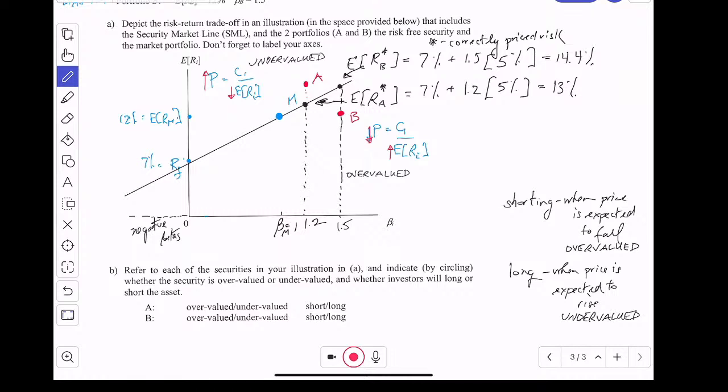So asset A is undervalued. So it's undervalued. You should long it. B is overvalued. You should short it.